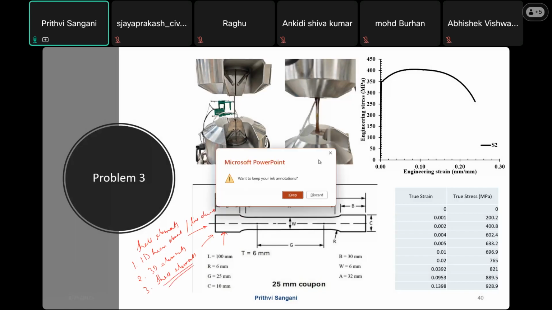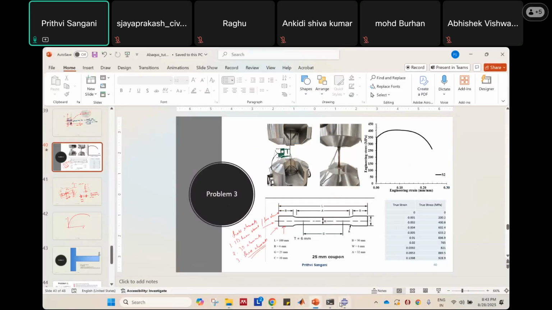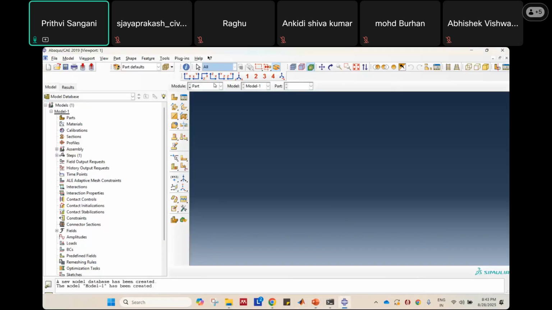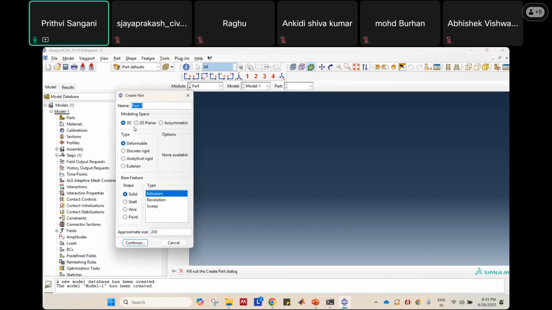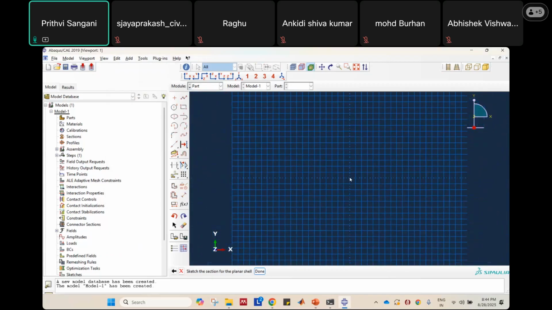I'll give you some hints on what you need to do. In the part module, go to create part. In this modeling space, you opt for 2D planar, deformable, and the base feature should be shell. This is the only clue I wanted to give, and the rest you try to figure out and draw. The rest is simple AutoCAD-kind of drawing, so try to explore these things.